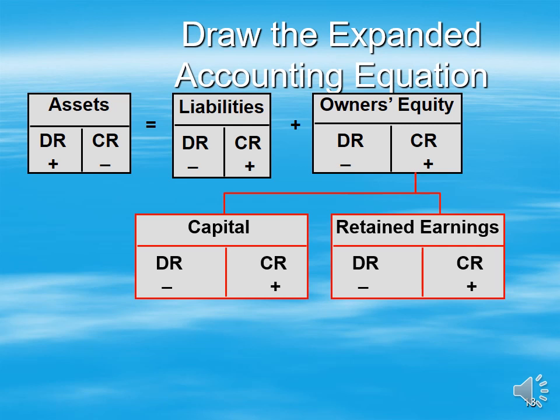If there is an increase in capital, you have to credit the account. If there is an increase in the withdrawal, you have to debit the account. If there is an increase in revenue, you have to credit the account. If there is an increase in expense, then you have to debit the account. Okay. These rules of debit and credit, you have to memorize these rules.